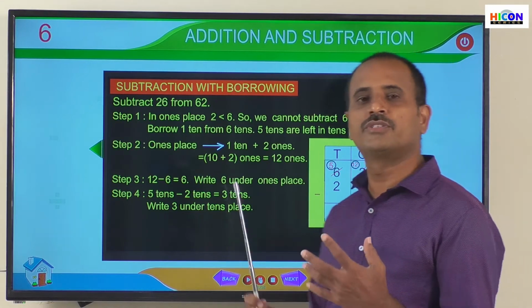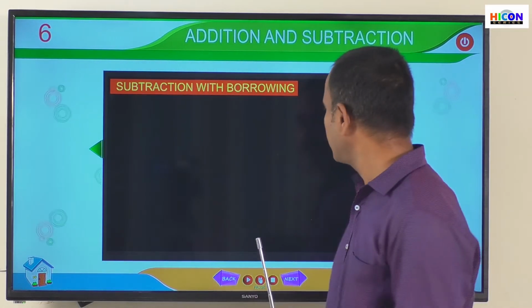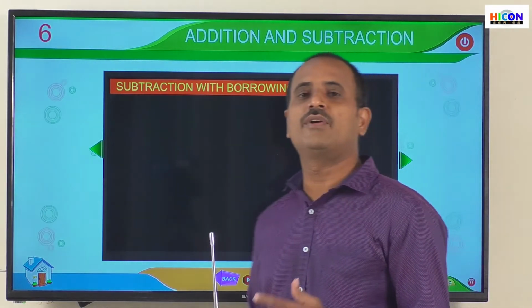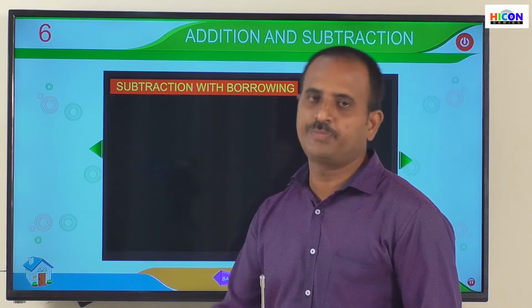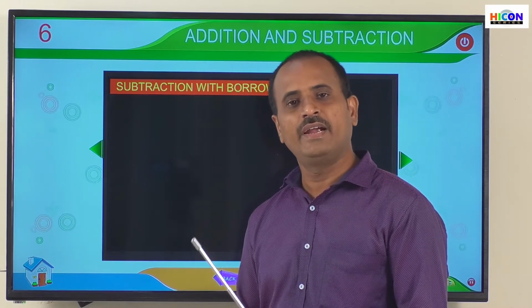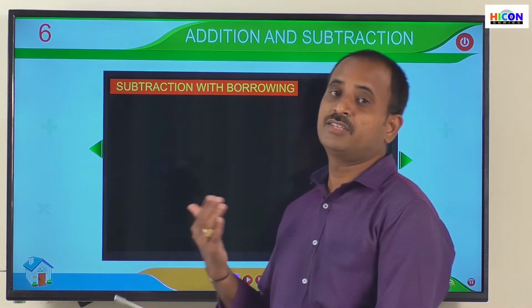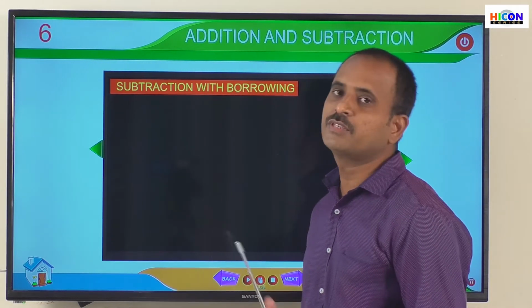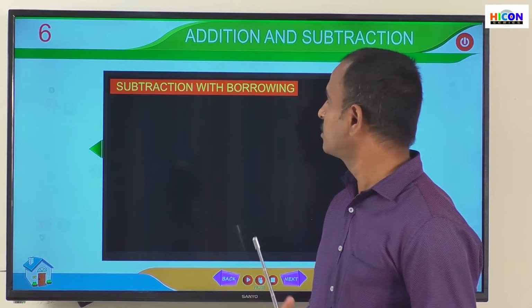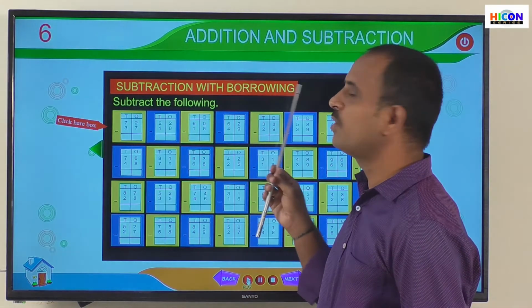So children, did you understand? So how to take borrowing? If the subtraction is not possible, then we have to take borrow from the next place. Then the subtraction will be possible, and continue the same process as we have explained in the subtraction of 2 digits in the previous problem. So now let us practice some problems on subtraction with borrowing.